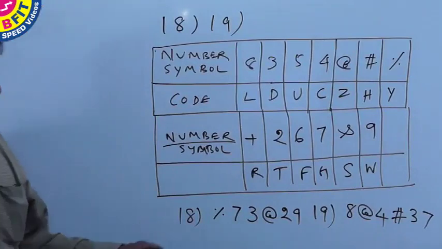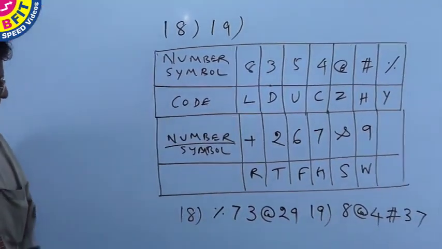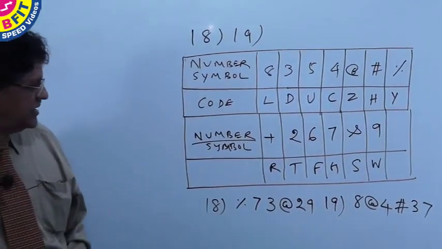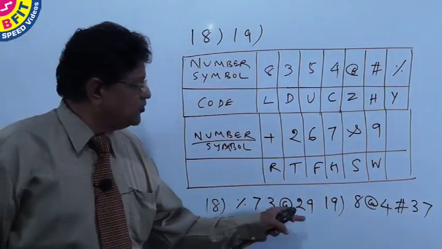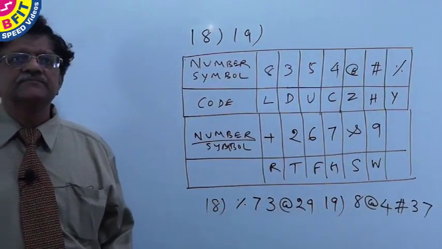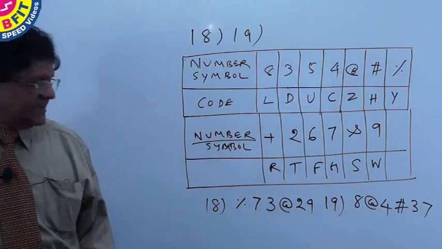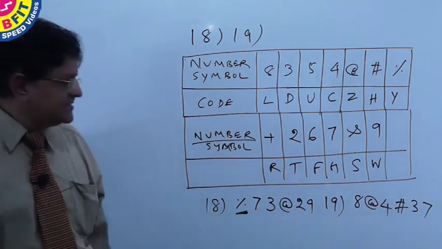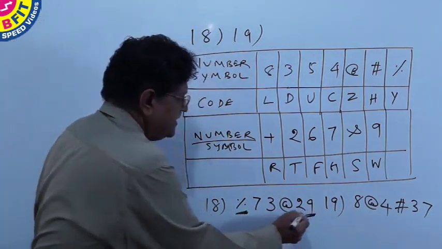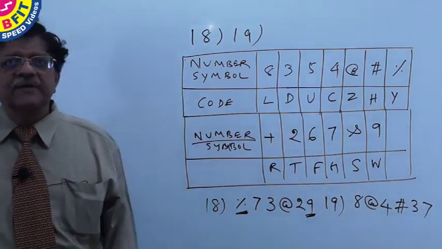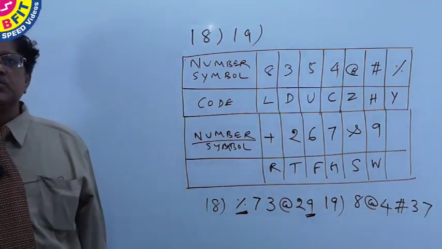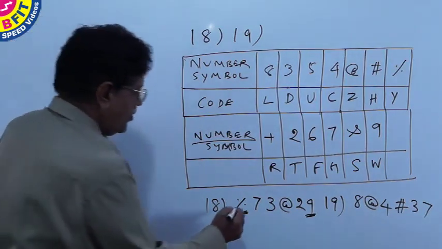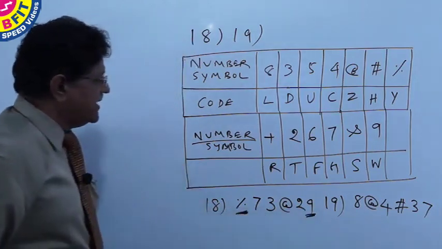Let us see the code for question number 18. Question number 18 has a percentage symbol and 73@29. Which rule is applicable? Here the first element is a symbol and the last element is an odd number. Therefore rule 2 is applicable. What is rule 2? The codes for the first and the last elements are to be interchanged.